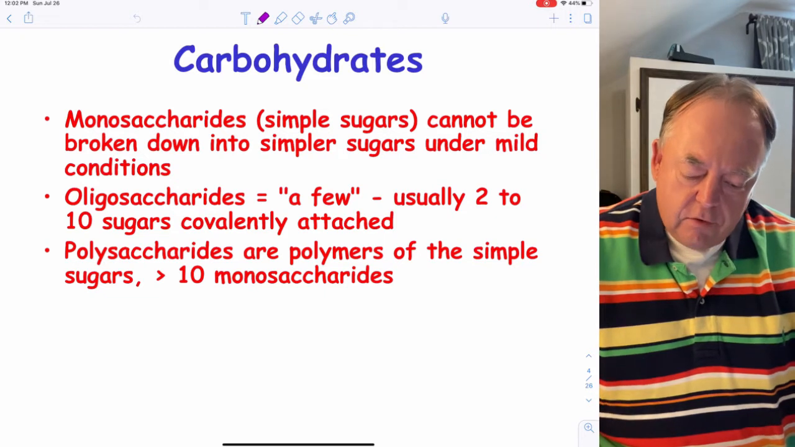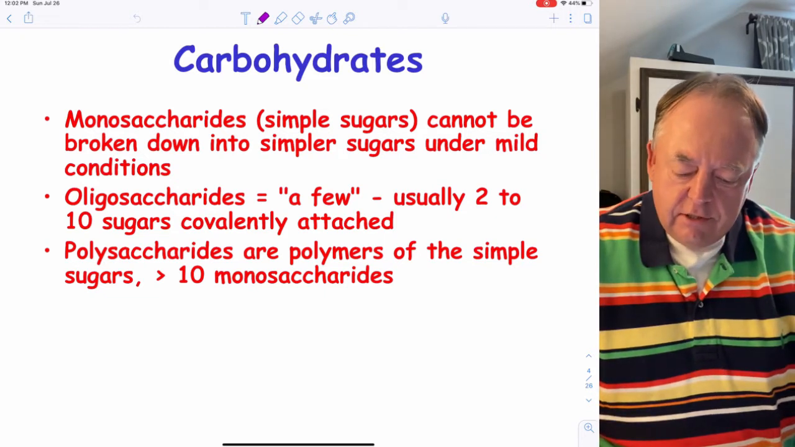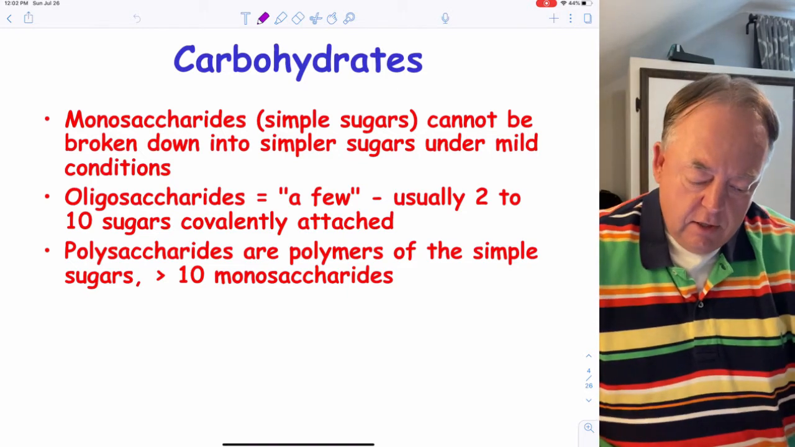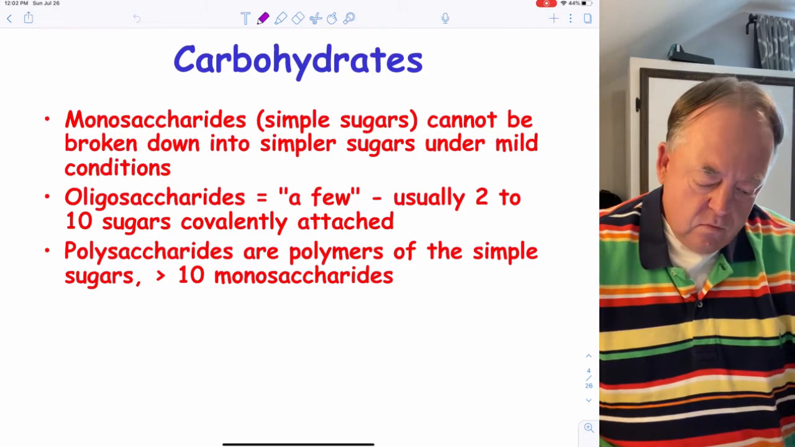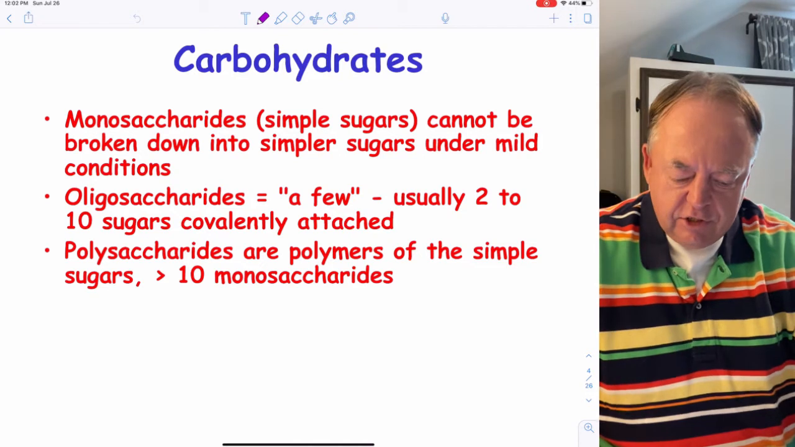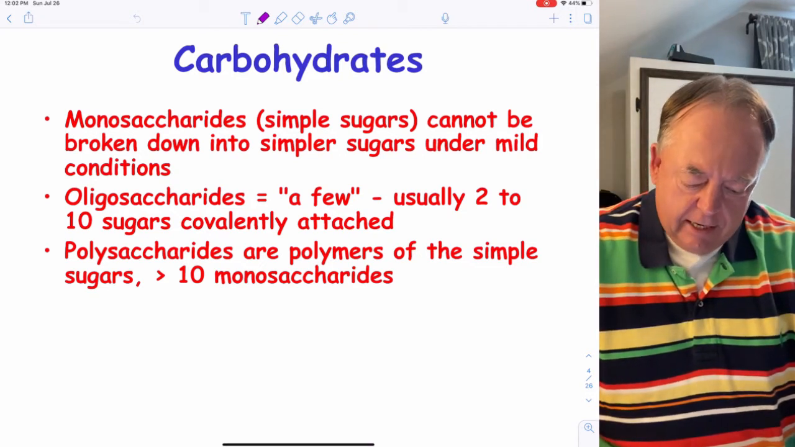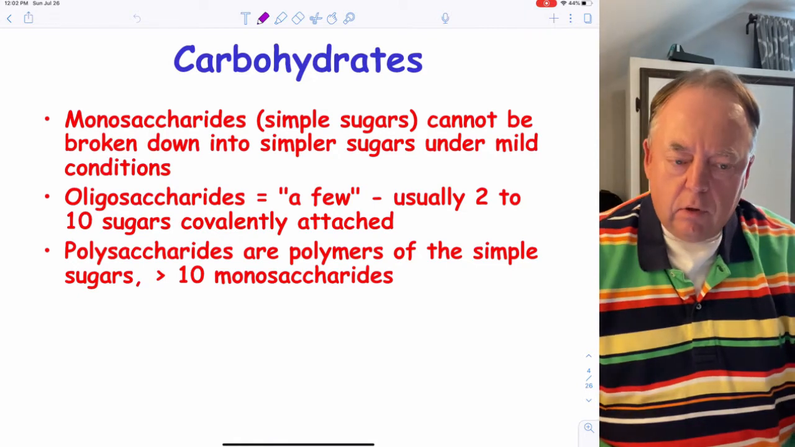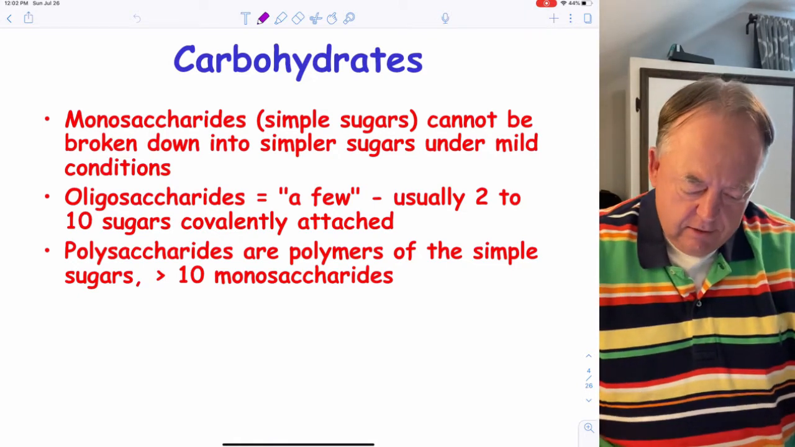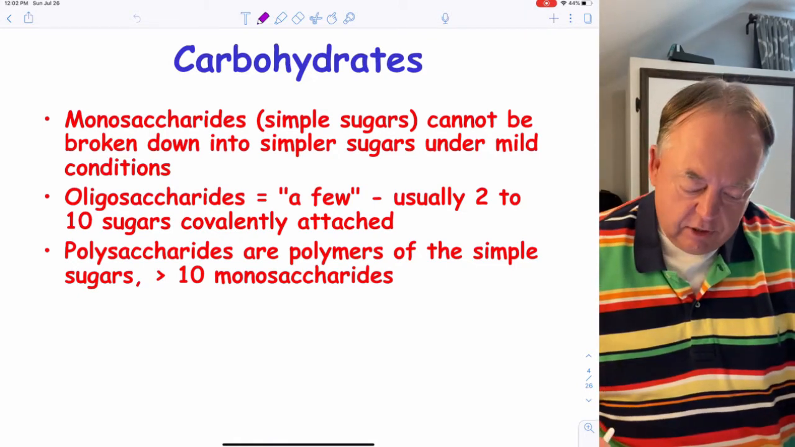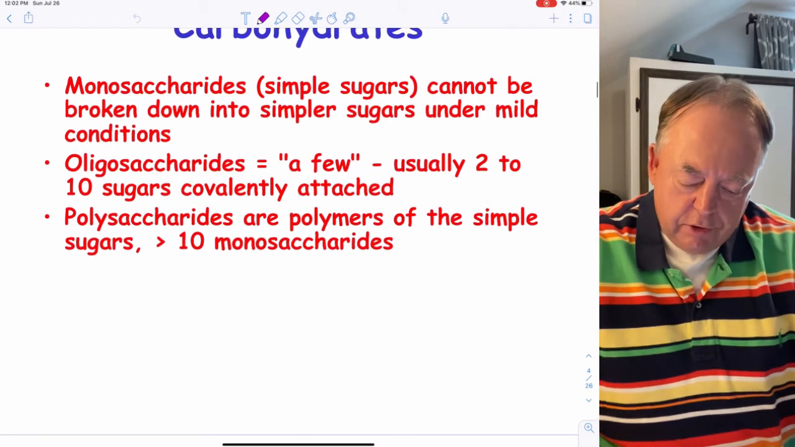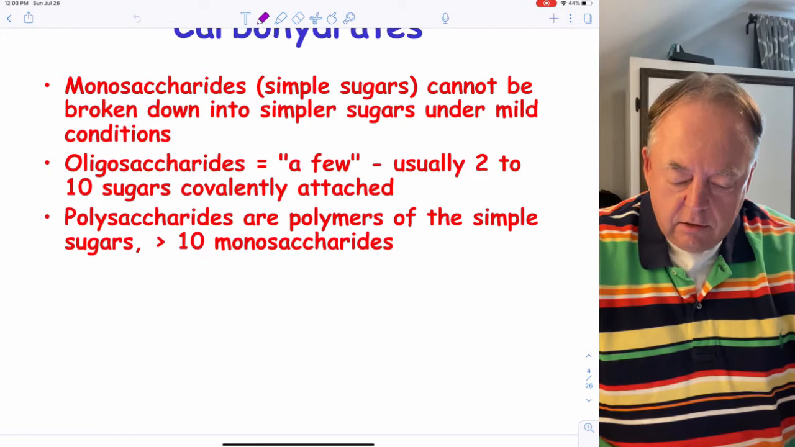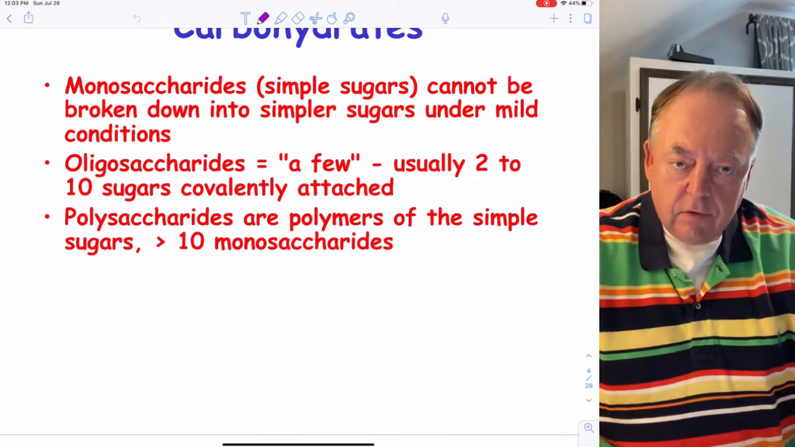Monosaccharides are carbohydrates that are simple sugars. They cannot be broken down into simpler sugars under mild conditions. So there's a lot of terminology in this chapter to understand. Oligosaccharides would mean a few saccharides, for example, a polymer of 2 to 10 sugars that are covalently attached to each other, or polysaccharides, where you can have polymers of simple sugars greater than 10 monosaccharides.